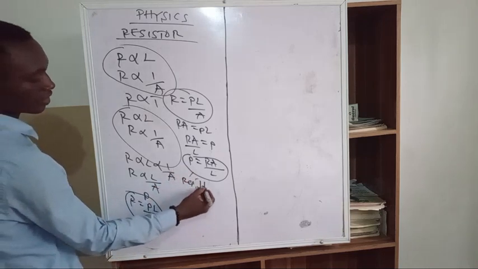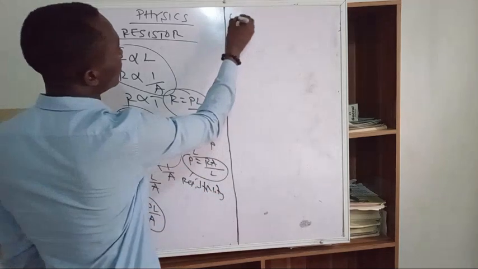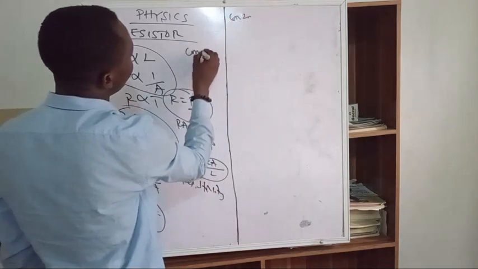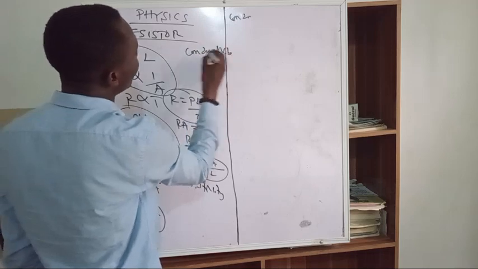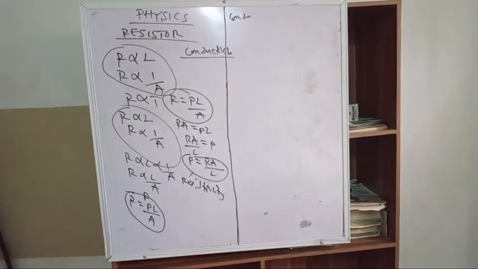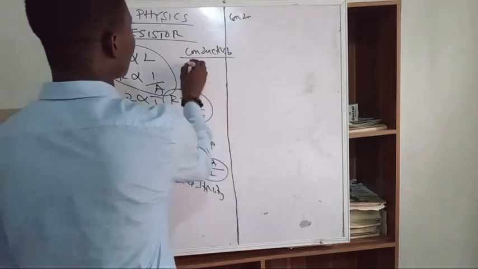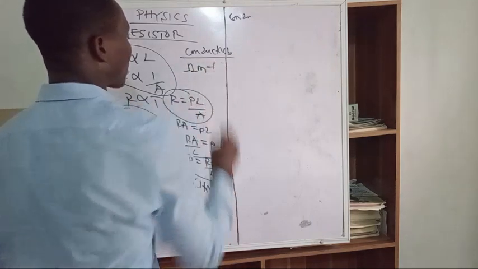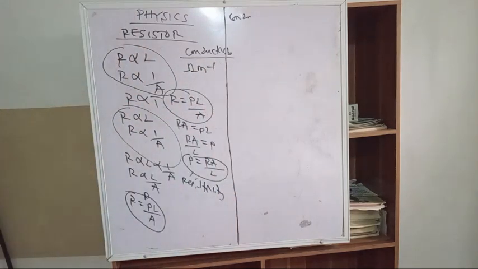Now, what is conductivity? Conductivity is actually the reciprocal of resistivity. The degree to which a conductor allows electricity or current to pass through it is what we call conductivity. Conductivity is measured in ohms per meter, and resistivity is measured in ohm meter. Take note of those two things. Conductivity is in ohms per meter, resistivity is in ohm meter. So that is conductivity.